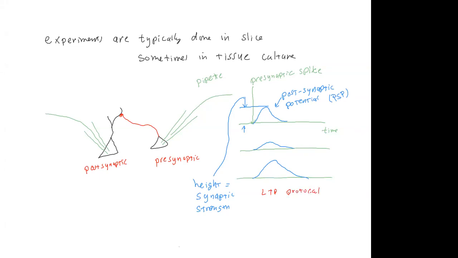And the LTP protocol might be: stimulate the postsynaptic neuron, and then stimulate the presynaptic neuron, and then you remeasure the height. And if all goes well, you get something a lot different, where this can be much bigger. So this is a case where this is called potentiation.